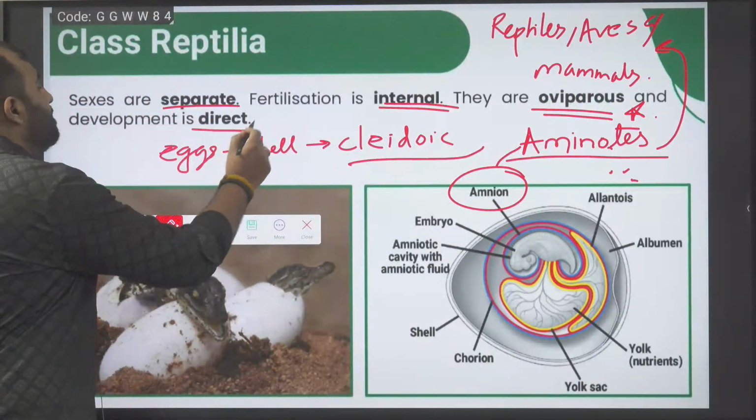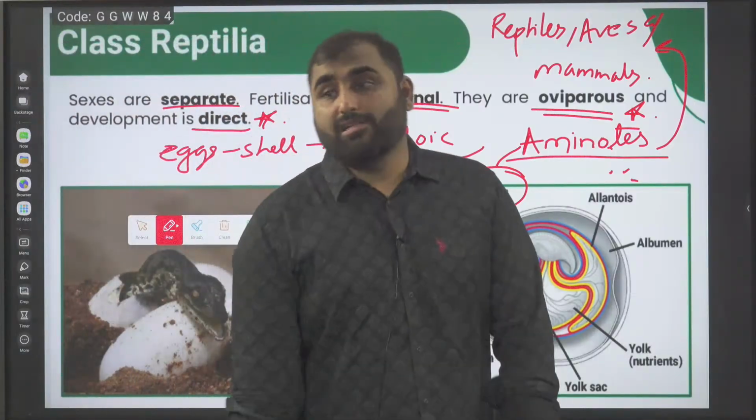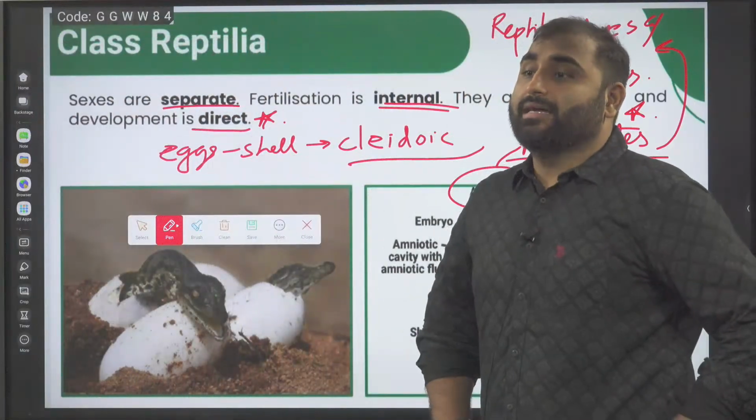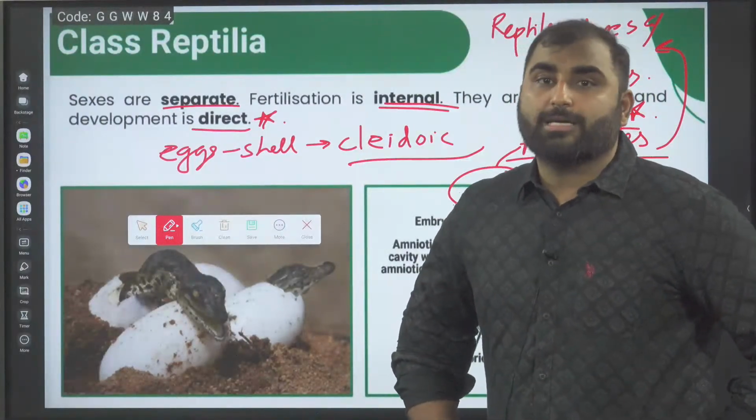Oviparous, and development is direct. There is no larval stage seen. Are we clear with this, guys?